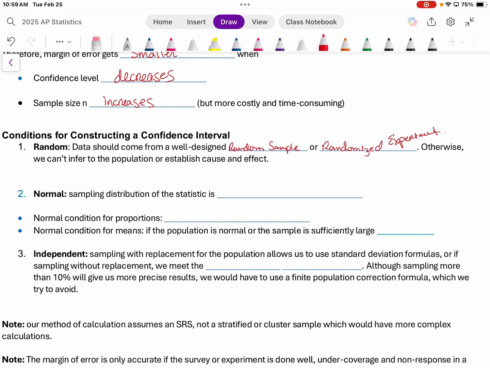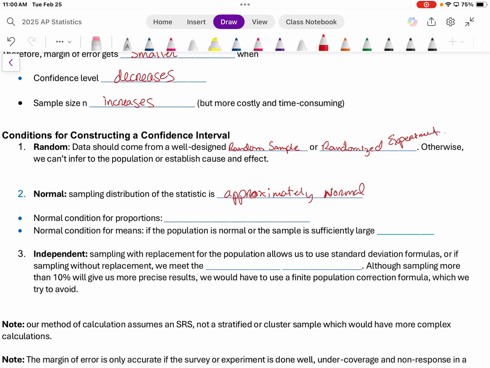We can do the calculation, but it doesn't help us if we're just spinning in mud. There's no good in doing it, because we can't do any inferring from it if we don't have a random sample and if we don't do a randomized experiment, which is that chapter 4 stuff. Okay? Normal. Are we normal? So when we're doing our confidence interval, if we meet the random condition, great. Normal condition: is the sampling distribution of a statistic approximately normal? If they tell us that it is approximately normal, then we don't have to worry about it.